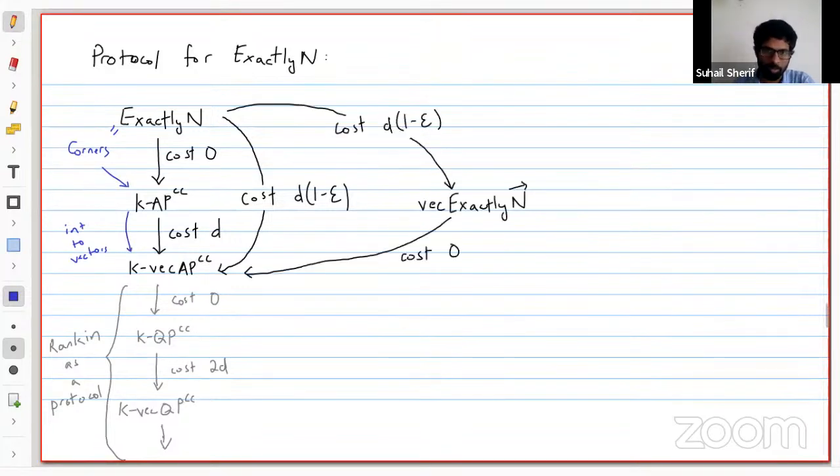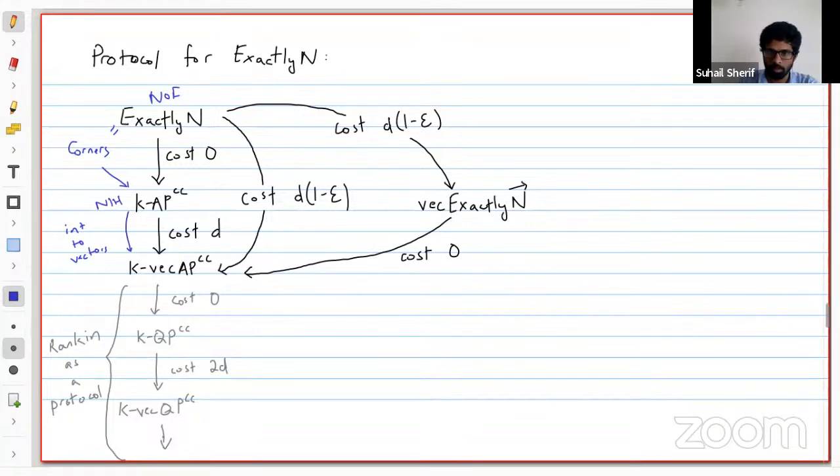And to be more specific, what we do is we go from exactly n to a vector version of exactly n. So we bring in the vectors in the number on forehead setting. And then from vector exactly n, we go to vector arithmetic progressions. Right. So this was a number on forehead problem. This was a number in hand problem.